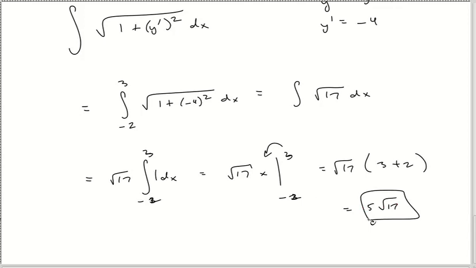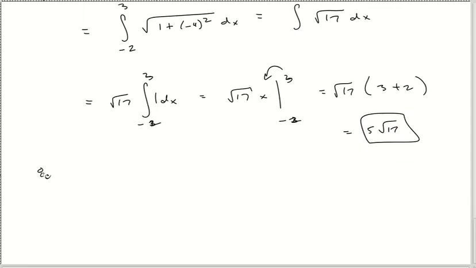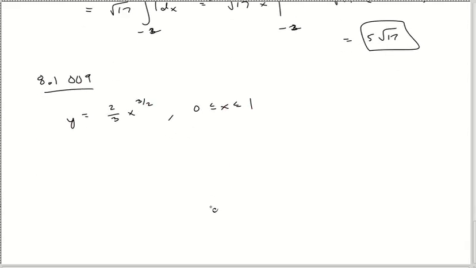Okay. Let's actually do, like, I don't know, a harder problem. So I got y is equal to 2/3 x to the 3/2, and I'm wanting to go from 0 to 1. Find the arc length. So in order to do this arc length, of course, I want to find a derivative. And so let's go and do that on the side first.